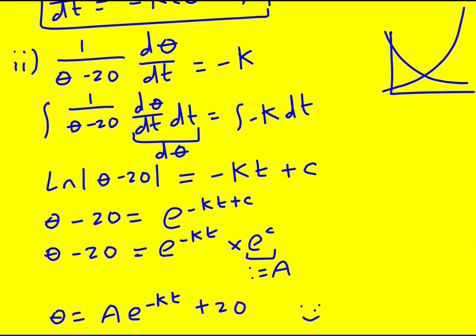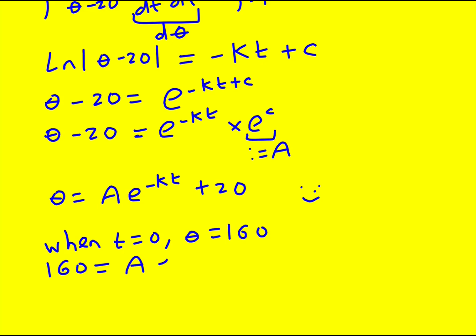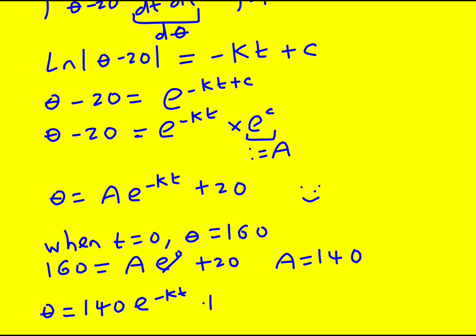All right, I'm pretty happy with that. I've just got to work out what A and k are. So remember, when t equals 0, theta equals 160. So 160 is going to equal A e to the 0, which is just 1, plus 20. So A is 140. Nice. So theta is 140 e to the minus kt plus 20.